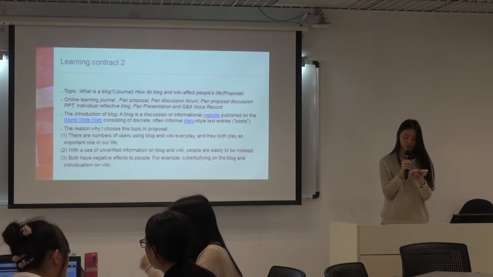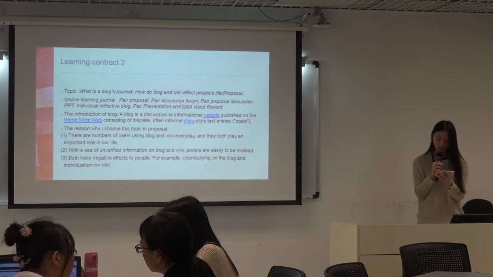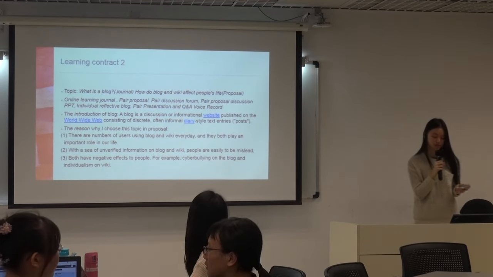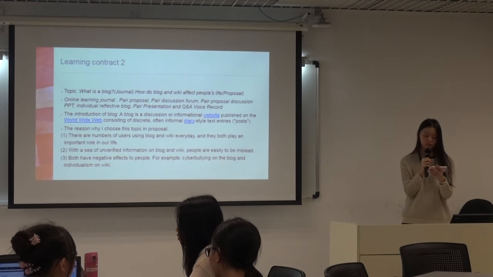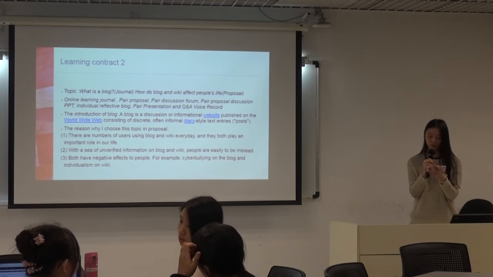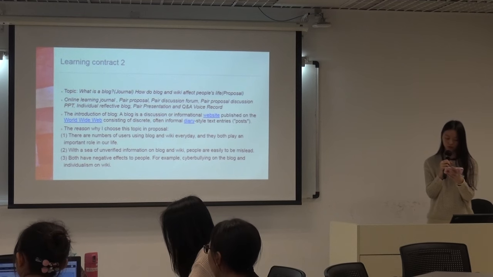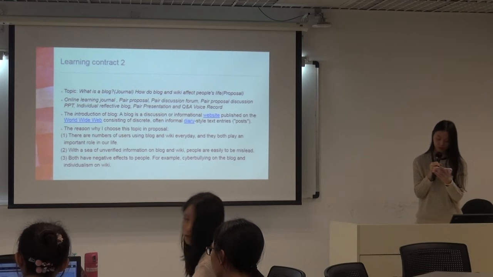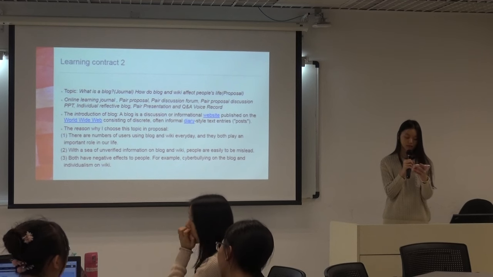And the reason why I chose this topic in the proposal is that, as we all know, there are a number of users using blog and wiki every day, and they both play an important role in our life, providing people with a lot of information. Meanwhile, the problem which is brought by blog and wiki cannot be ignored. With a sea of information on blog and wiki, people are easily misled. And they also have negative effects on people, for example, the cyberbullying on blog and individualism on wiki.